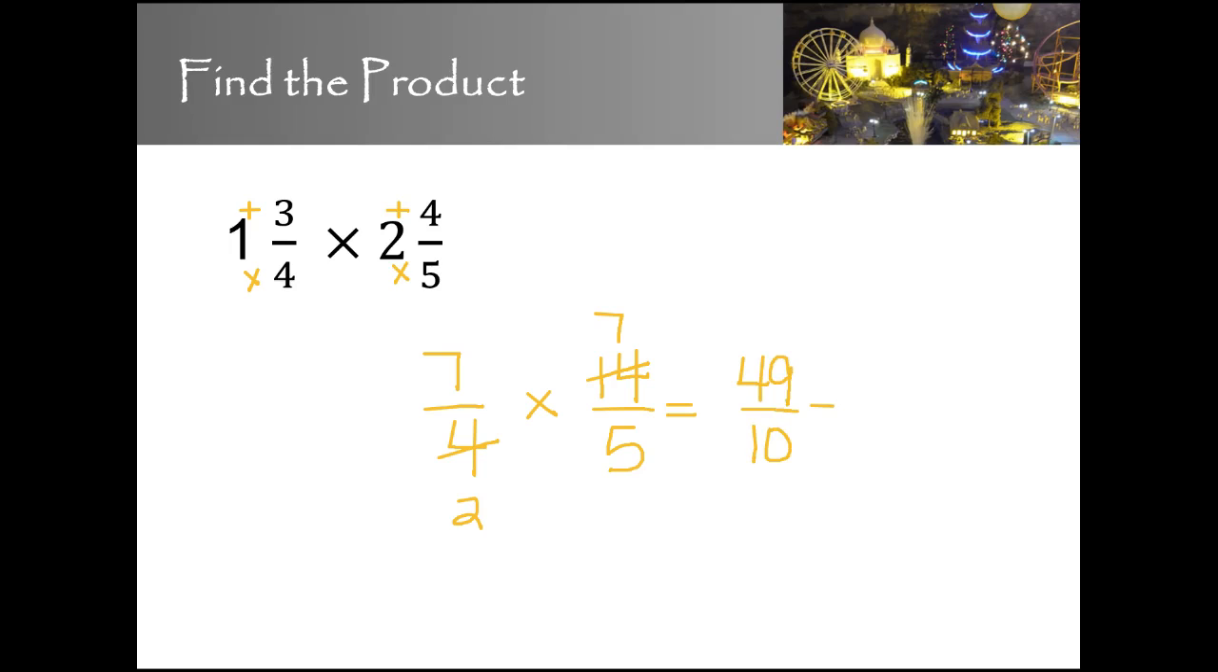Next, we need to convert this into a mixed number. If you aren't certain what the answer is, remember you can always do the division problem. And we see that 4 times 10 is 40, and we're left with a remainder of 9/10. Or you can just ask yourself, how many times does 10 go into 49? And that would be 4 times, and there are 9/10 left over. 1 3/4 times 2 4/5 equals 4 9/10.